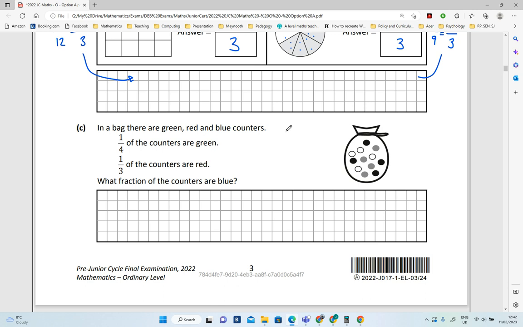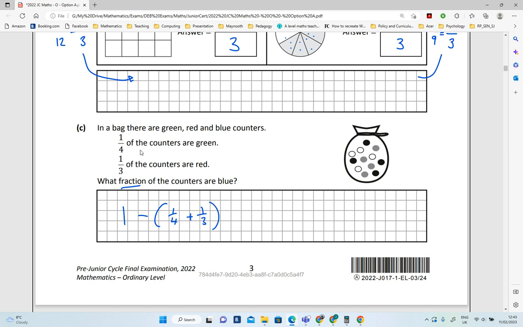Next, part 3. In a bag, there are green, blue, and red counters. 1/4 of them are green and 1/3 of them are red. Okay, so obviously when you add all the fractions, there's 2 fractions here representing red and green, and the fraction they're looking for is the remainder. So they have to add up to 1 in total. Okay, so it's 1 minus the 1/4 and the third that you've been given.